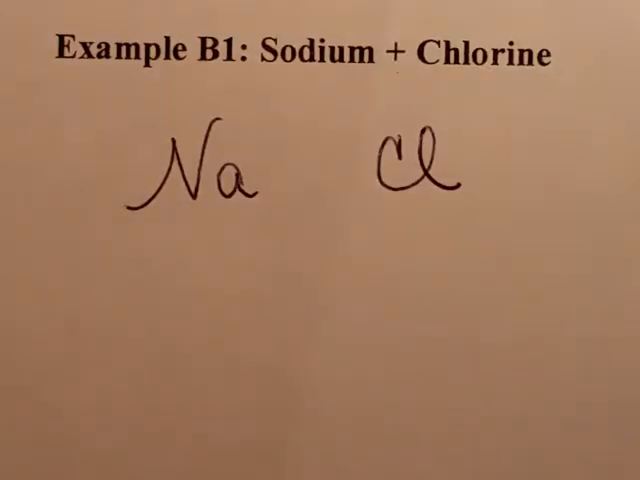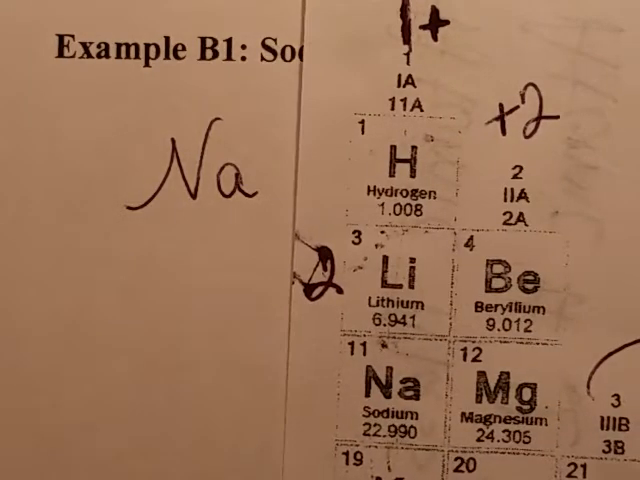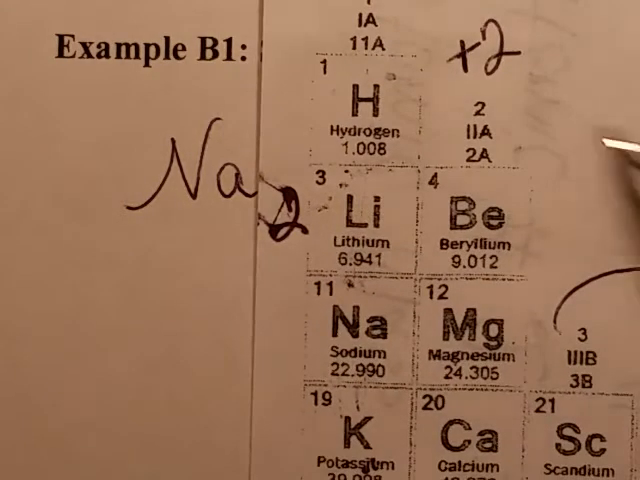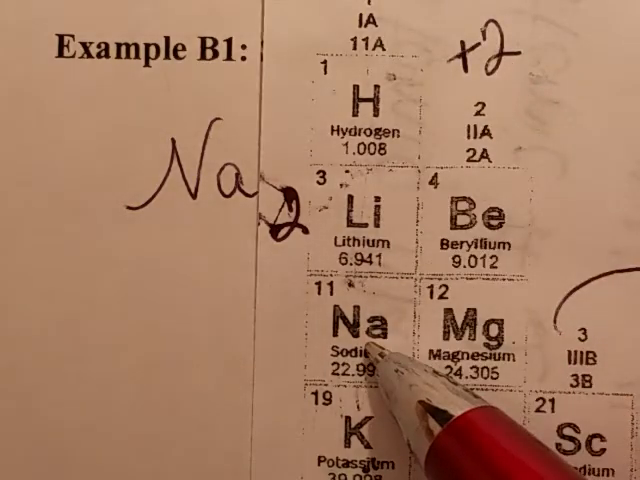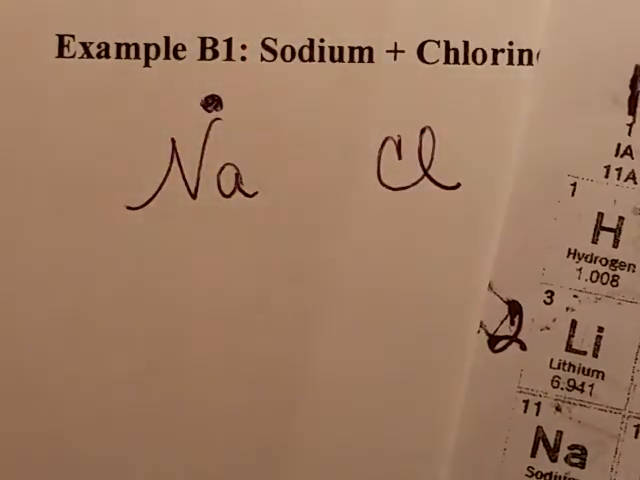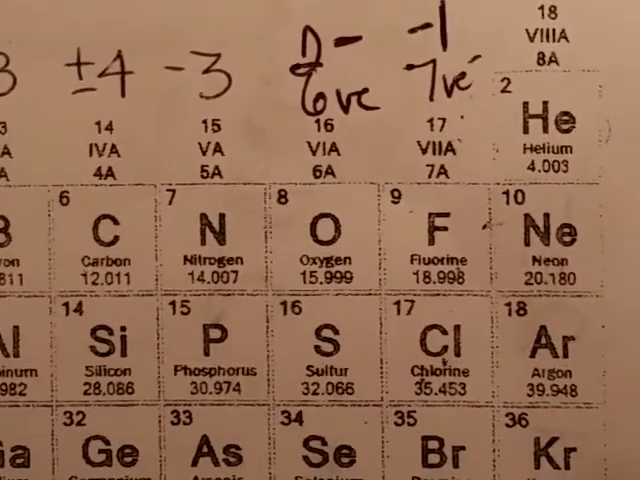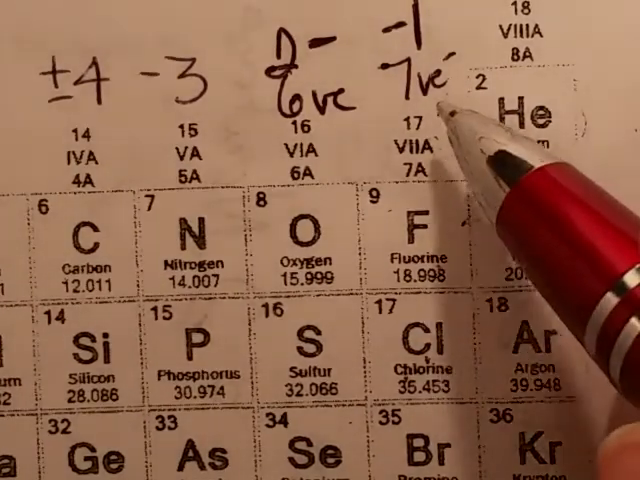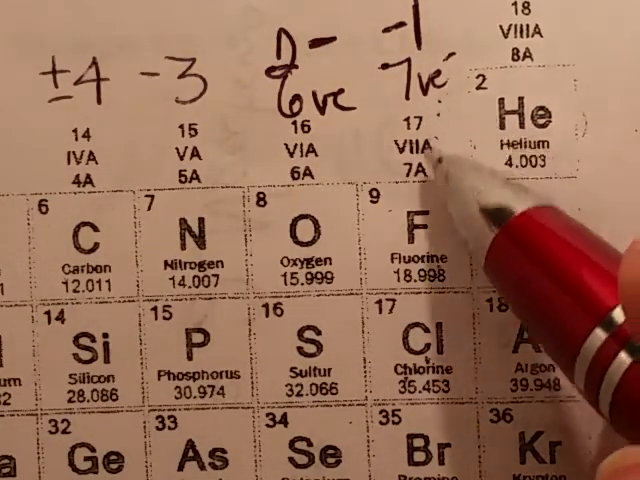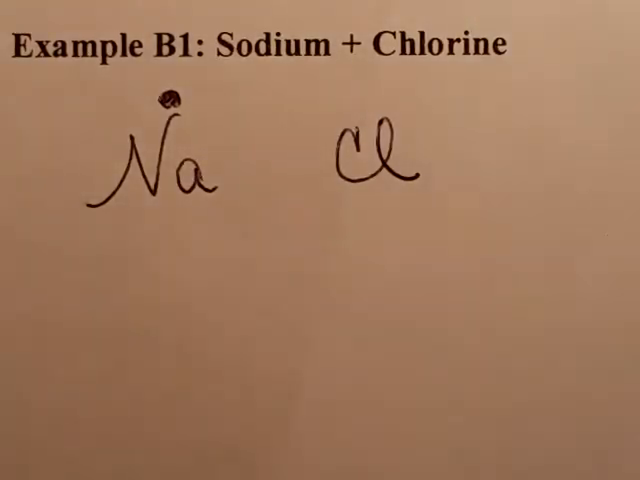So let's take a look at sodium and chlorine. Sodium has one valence electron, so we will draw a dot for our Lewis dot structure. Chlorine is in group 17, so it will have 7 valence electrons.